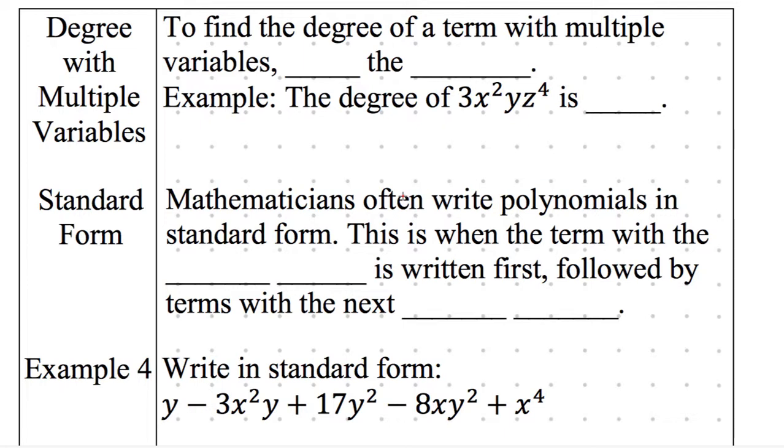All right, so I need a quiet raised hand to help me out here. To find the degree of a term with multiple variables, what do I do? And actually, I don't think anyone has seen this before, so I'm gonna give this one to us. I'm going to add the exponents.